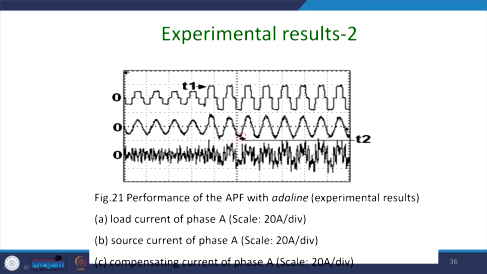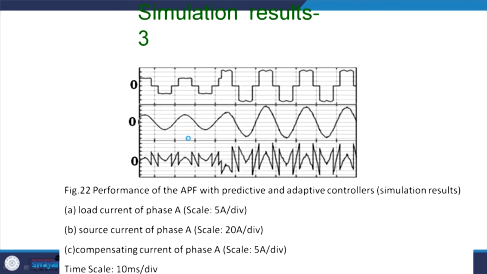So, here both these algorithms are working, and this is the performance of the adaptive and predictive controller, both working together, and thus you can expect the faster action. So, this is the performance of the predictive algorithm controller, and you can see that a load change has occurred. Within almost one cycle it has reached the steady state value.